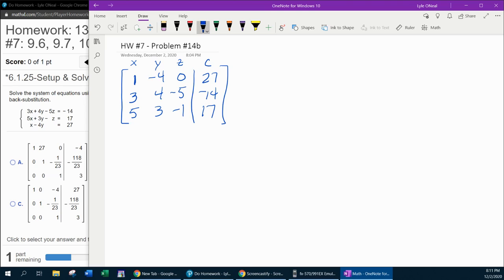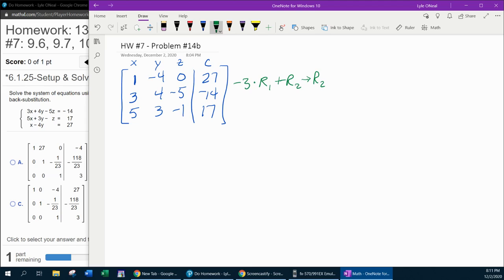The next step that I need to do is try to get the 3 and the 5 to become zeros. I want to get this entire first column set up the way it needs to be for row echelon form. So that means the 3 and the 5 need to become zeros. And I'm going to use row 1 to do that. So our first row operation is going to be negative 3 times row 1 added to row 2, and that will produce a new row 2.